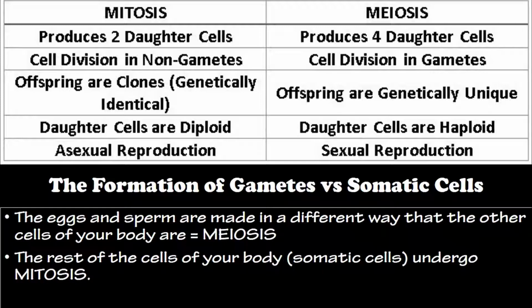In mitosis, the daughter cells that are formed are diploid, meaning they have two sets of chromosomes, one from each parent. In meiosis, the daughter cells that are formed are haploid, meaning they only have one complete set of chromosomes. Mitosis is a form of asexual reproduction. Meiosis is a form of sexual reproduction.